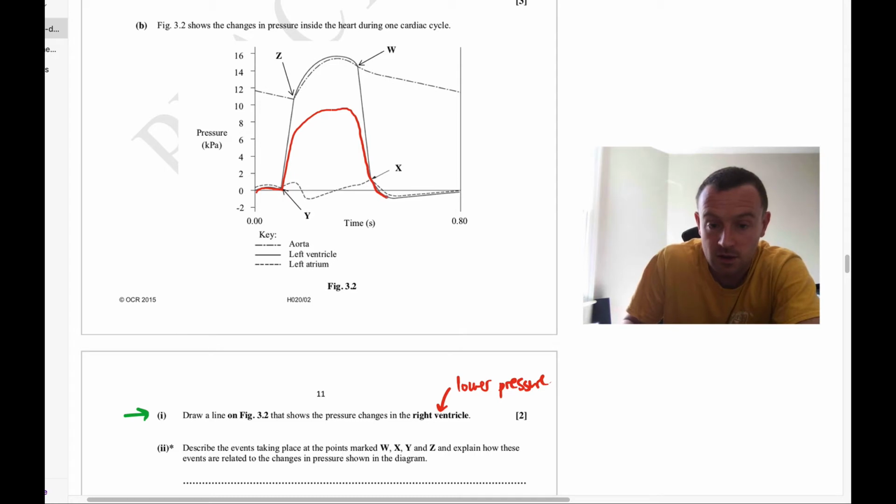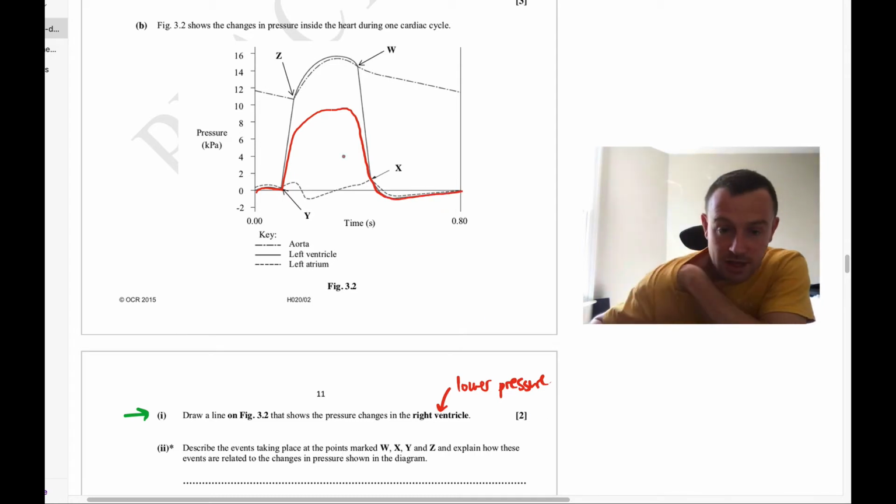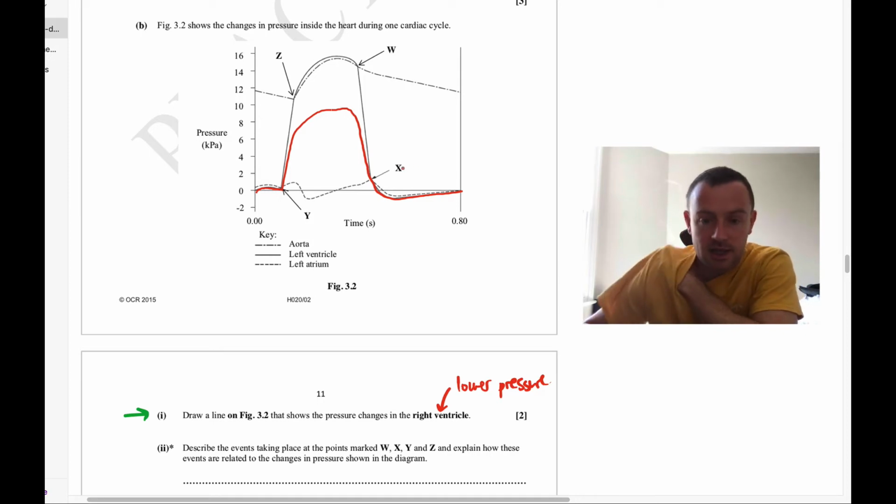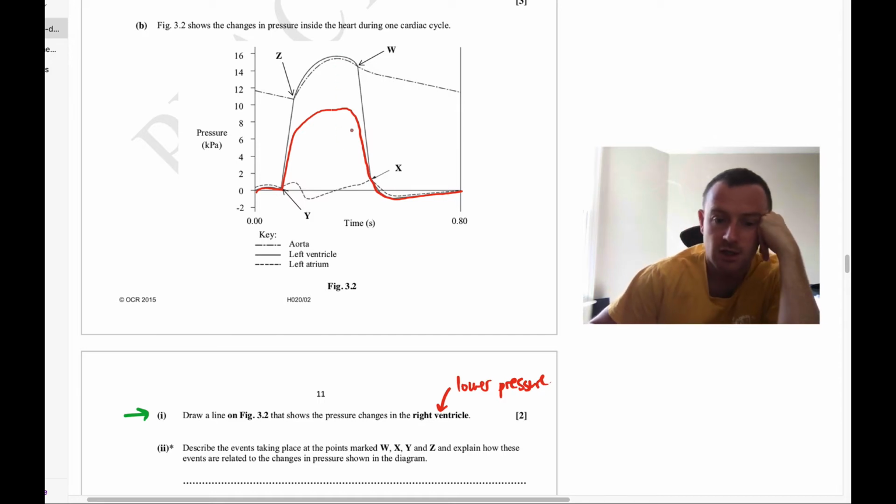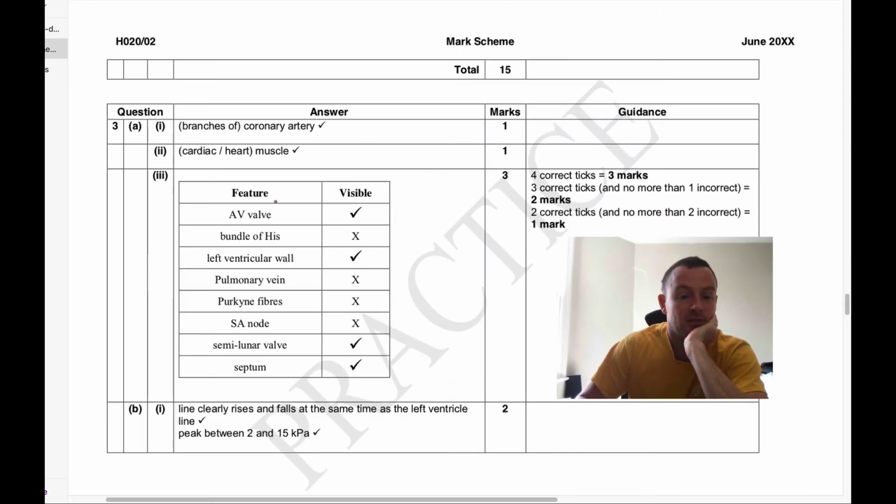Okay. So this is a 2 marker. First mark for the same shape, and second mark for having a peak of pressure that is lower than this one. I think it had to be below 15, so below about here, but somewhere in this range. Let's double check the mark scheme there for those last few ones.